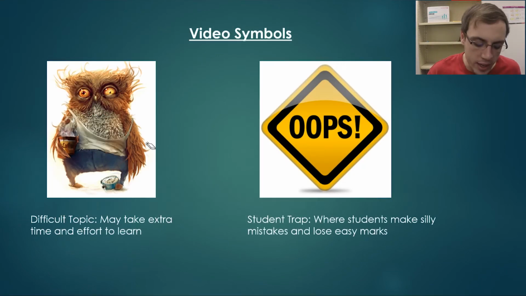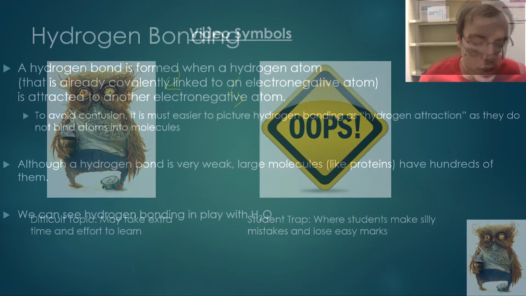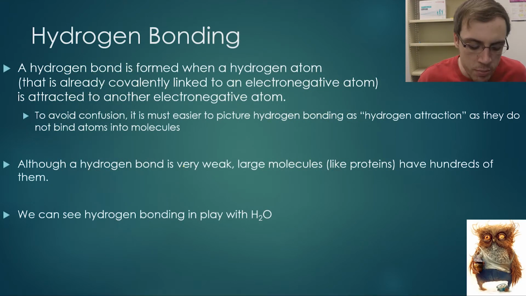So just a quick reminder again of our video symbols. Whenever you see our little owl here, it means that this is going to be a very difficult topic, and it may take a little bit more time and attention for you to get your head around it. Whereas if we see our little oops symbol, that means it's a student trap. It means that a lot of students do make mistakes in that particular section, so keep your eye out for it. So let us talk now about hydrogen bonding.